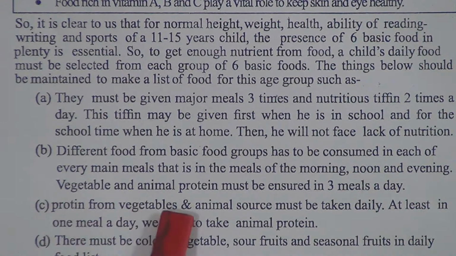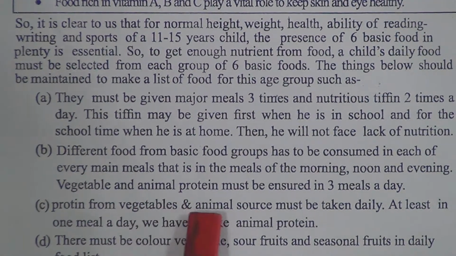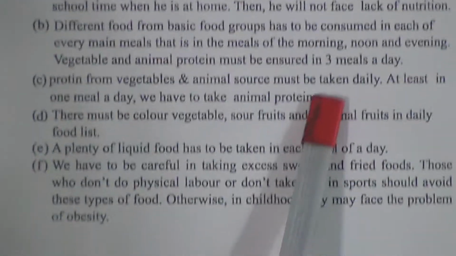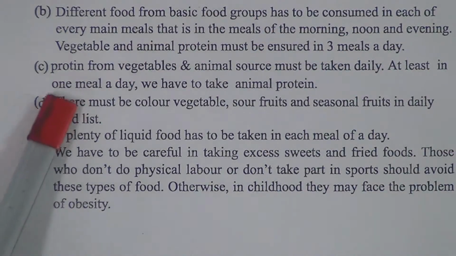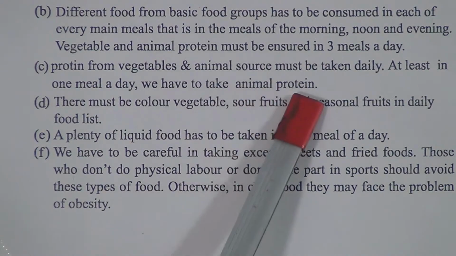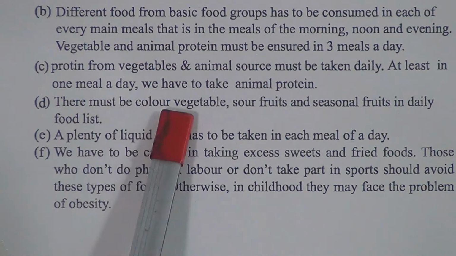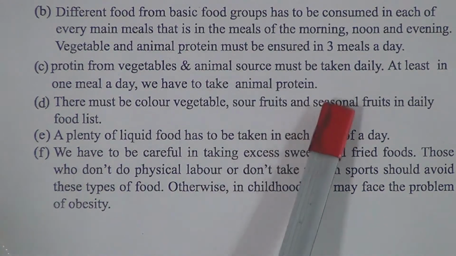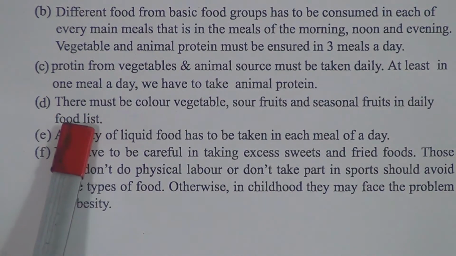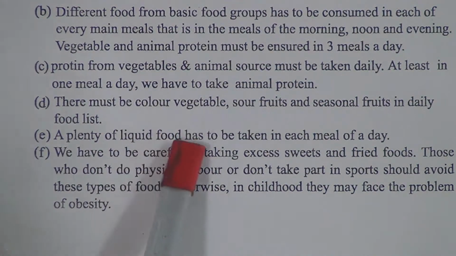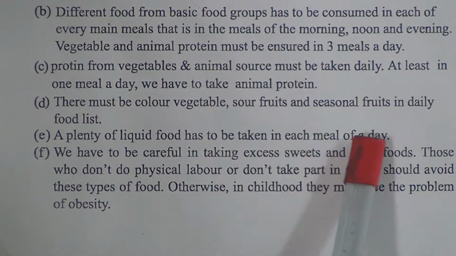Next, protein from vegetables and animal source must be taken daily. At least in 1 meal a day, we have to take animal protein. There must be colored vegetables, sour fruits, and seasonal fruits in daily food list. Plenty of liquid food has to be taken in each meal of the day.